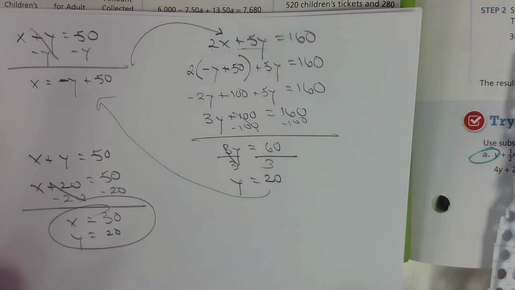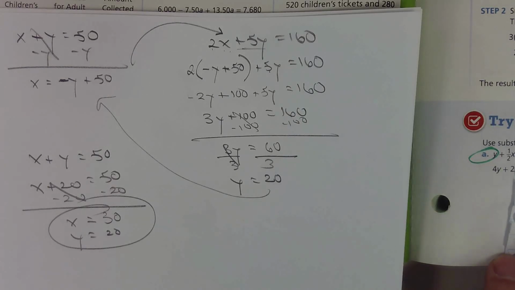So that's an example of solving by substitution. You solve for one variable, plug it into the other equation, and then solve for that variable. And sometimes you have to then take that and plug it back into the other one, and other times not. It just kind of depends.